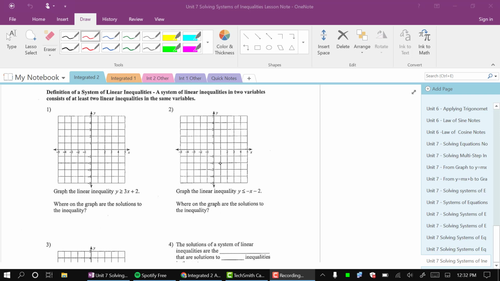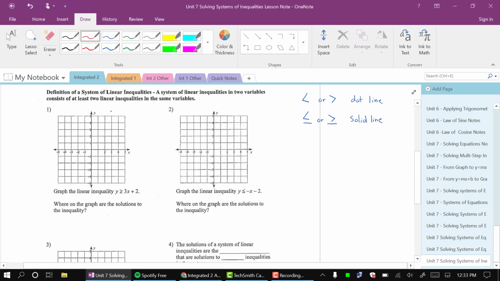Today we're going to be looking at solving systems of inequalities. With our inequalities, we have these two signs, greater than or less than, and then we have these two signs, greater than or equal to, or less than or equal to. If we have these two, we're going to have a dotted line. If we have these two, we're going to have a solid line. And we're going to see what that means during the lesson today.